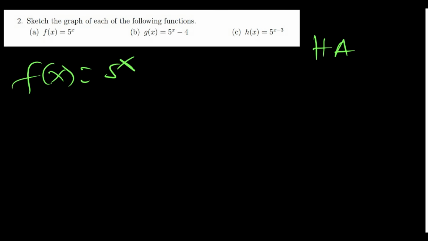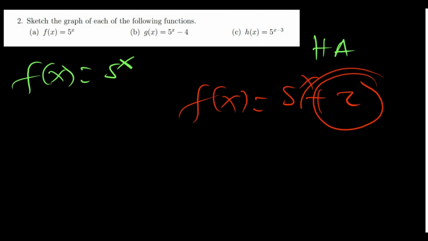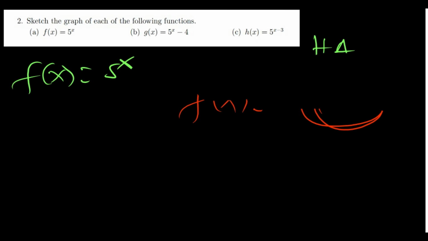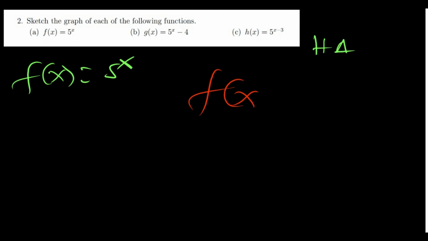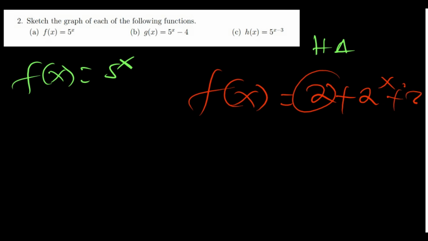Now in this case, how do we get the horizontal asymptote? Here we can say there is plus 0. If there is nothing here and you only have an exponential, the horizontal asymptote is 0. But in a case like part B, where it says minus 4, the horizontal asymptote is negative 4. If I have f of x equal to 5 to the power x plus 2, the horizontal asymptote is 2. But if you don't have anything added, the horizontal asymptote is 0. In a case where you have f of x equal to 2 plus 2 to the power x, it's the same, and the horizontal asymptote is going to be 2.